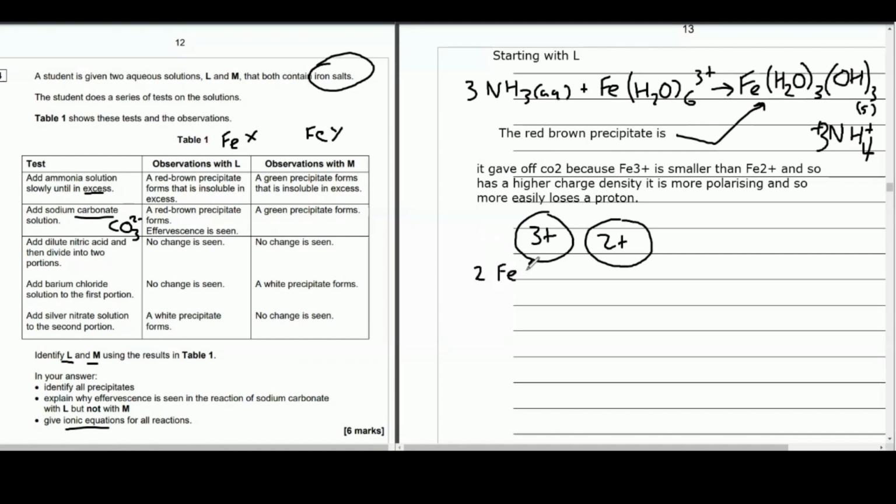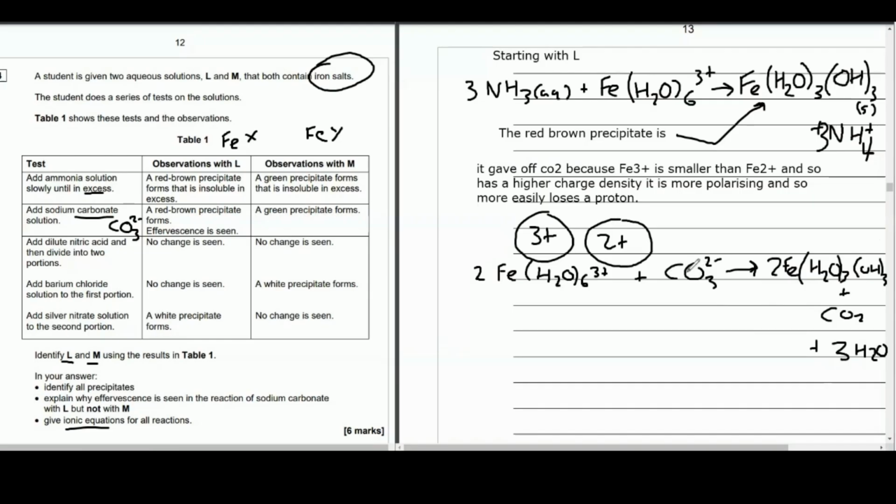Okay, so the equation for this, which you need to get both equations, one for the ammonia reaction and one for the carbonate reaction, to just score 1 mark for each of them. So you need both reactions for L for 1 mark, both ionic reactions for M. Actually, there's 3 reactions for each. We'll come on to the third one in a sec. So we want to do the same thing here. So Fe(H2O)6 3 plus reacts with carbonate ions to form Fe(H2O)3(OH)3, plus carbon dioxide, and of course, plus 3 water molecules.